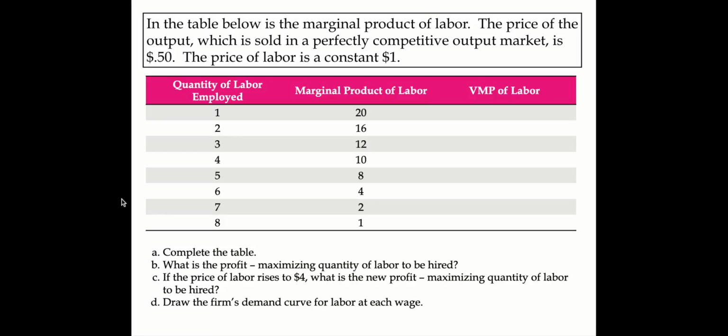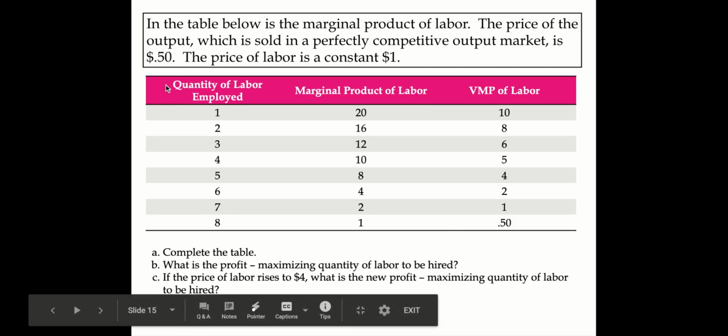Okay, welcome back. So if you did this correctly, for your VMP of labor, we're just taking 20 pizza slices and multiplying by 50 cents each. That means the VMPL for labor is 10, 8, 6, 5, 4, 2, 1, 50. So that is completing the table.